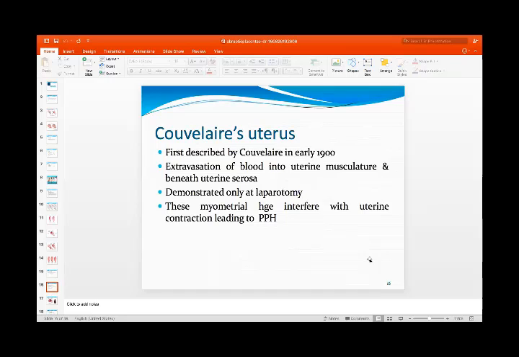It was first described by Couvelaire in early 1900. There is extravasation of the blood into the uterine vasculature, beneath the uterine serosa. It can be seen only by naked eye. These myometrial hemorrhages interfere with the uterine contraction, leading to PPH. So what happens whenever these microclots are formed in between the uterine wall? It interferes with the uterine contractions, and when there are no uterine contractions, there will be uterine atony, and the patient will go into severe PPH.